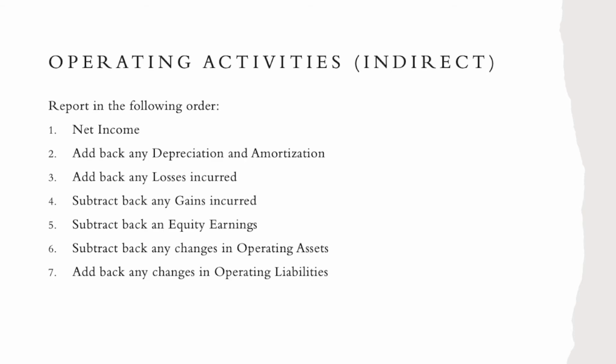Now, on the other hand, let's take a look at the operating activities when using the indirect method. As previously reported, we said we're going to start off with net income, and then we're going to add back any depreciation and amortization. Those would be our non-cash items. Add back any losses incurred, subtract back any gains incurred, subtract back any equity earnings, subtract back any changes in operating assets, and then finally add back any changes in operating liabilities.